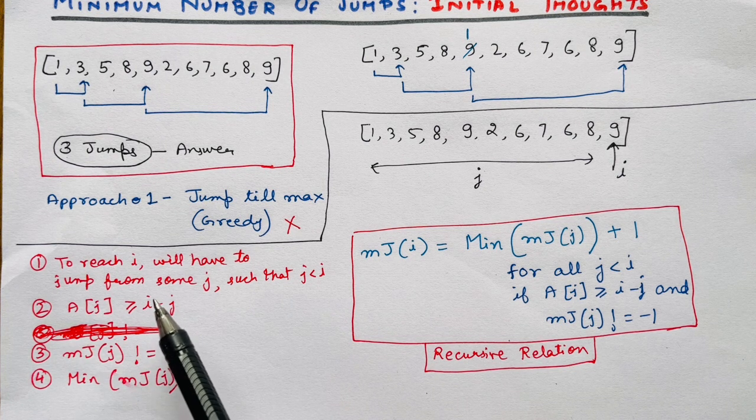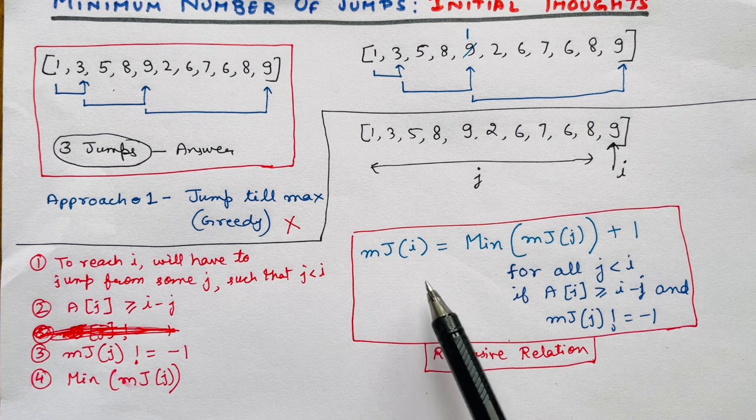And we can reach I from j only if j is a valid candidate to jump from. That means j itself is reachable. Because if j itself is not reachable, then there is no possibility to reach I via j. Therefore, minimum number of jumps to reach j should not be equal to -1. Because with -1, we denote the position which is not reachable. And now, satisfying all these 3 conditions, there could be multiple j. But since we are interested in minimum number of jumps, we will have to take the minimum of such values.